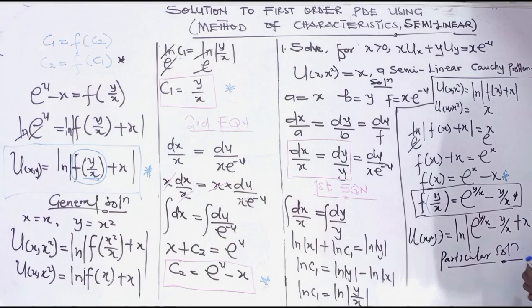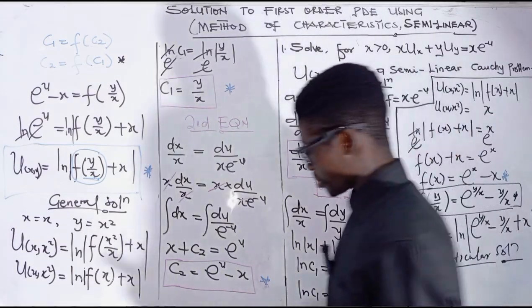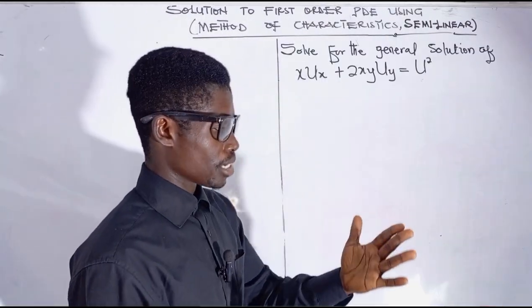The particular solution to this semi-linear quadratic problem is this. Very, very easy and simple. Let's look at another example. So let's look at this particular example as well.